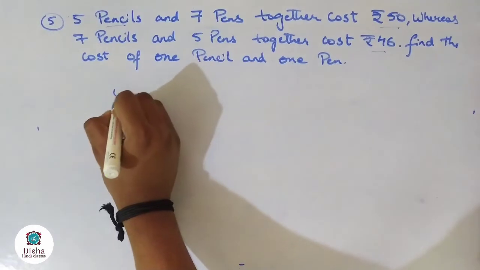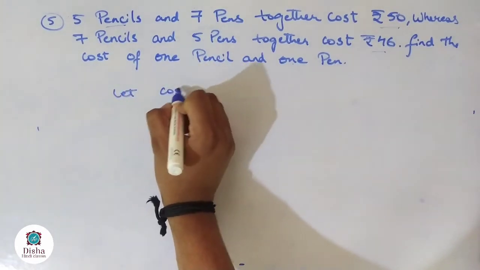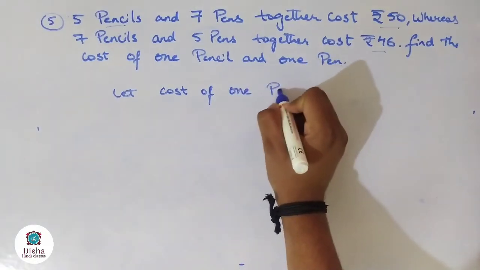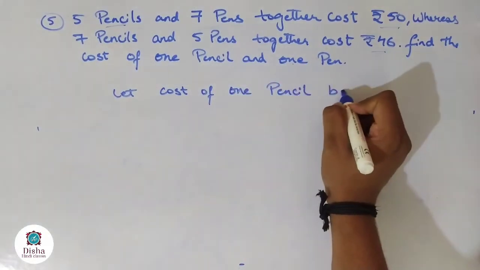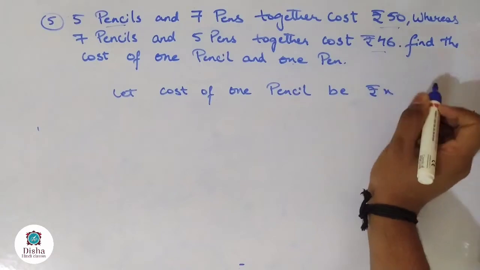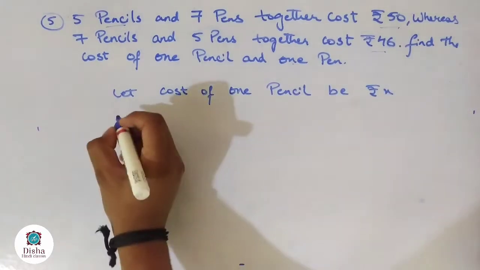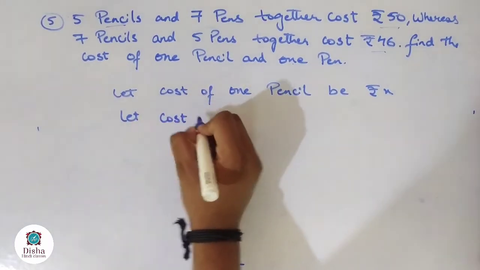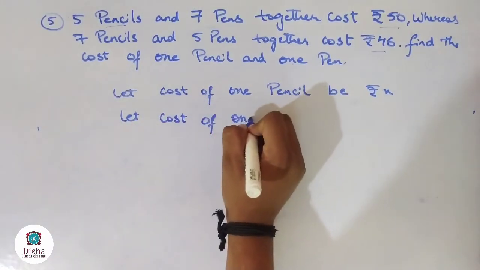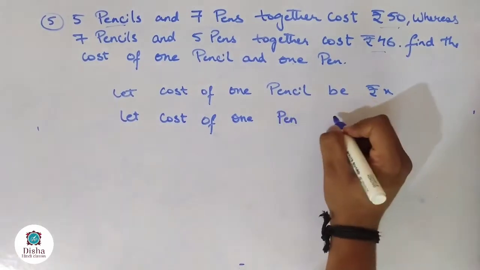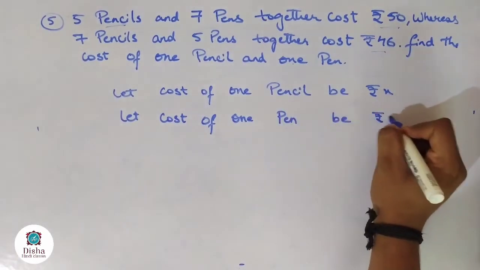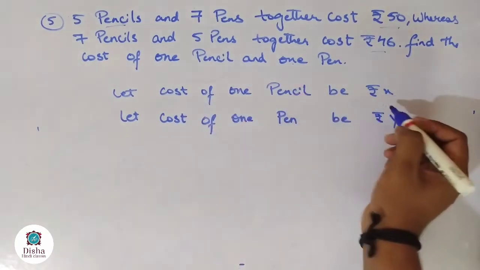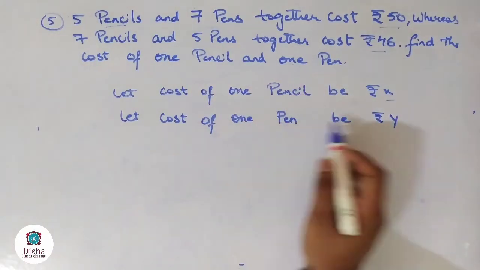So let the cost of one pencil be rupees X. Okay. So next, let the cost of one pen be rupees Y. So we have got the cost of one pencil as X and one pen as Y.